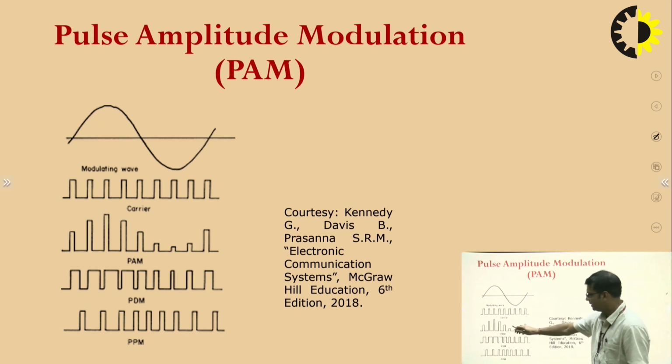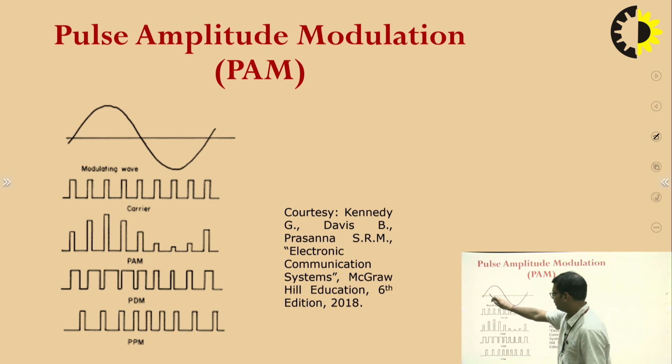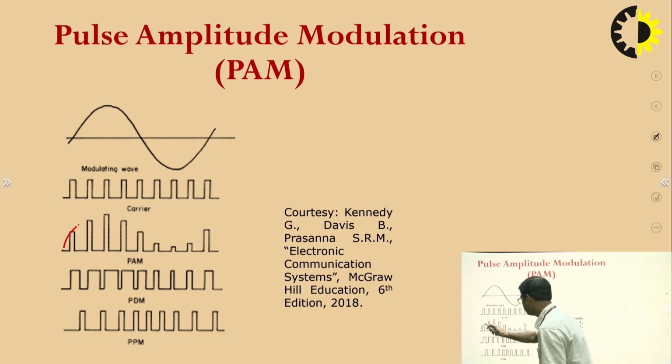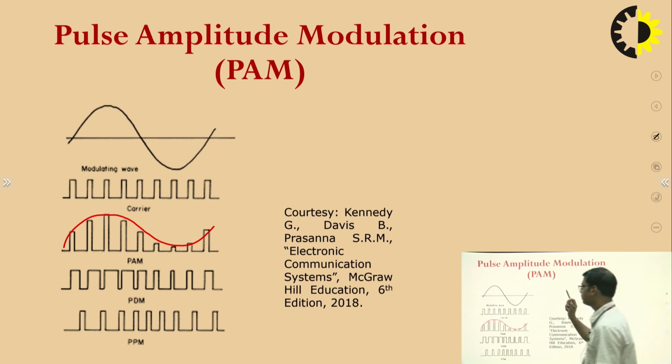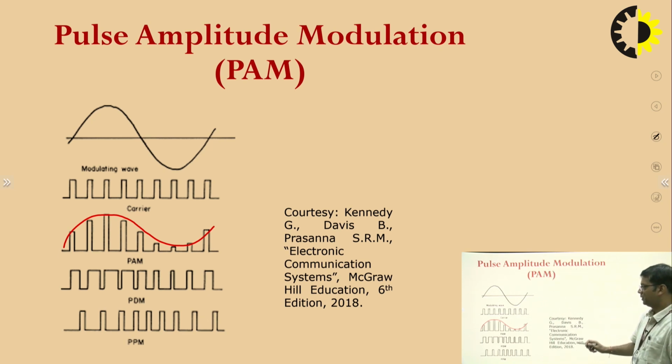As we can see here, as the amplitude of the modulating signal is varying, the amplitude of the PAM signal is varying accordingly. So this is our pulse amplitude modulated wave.